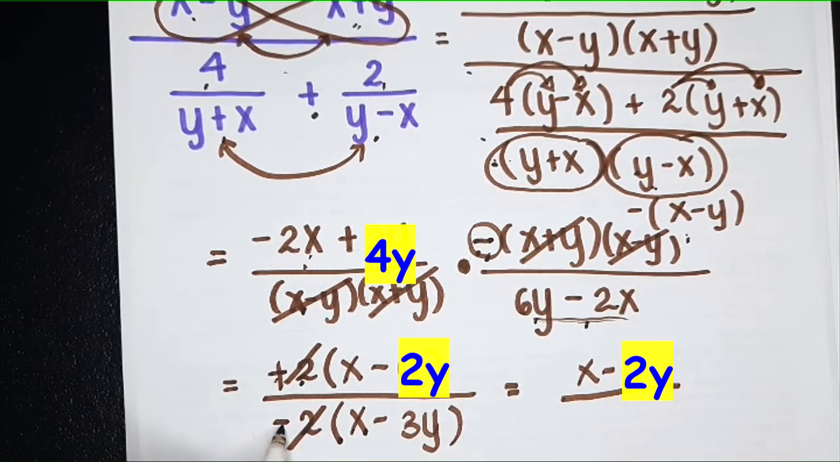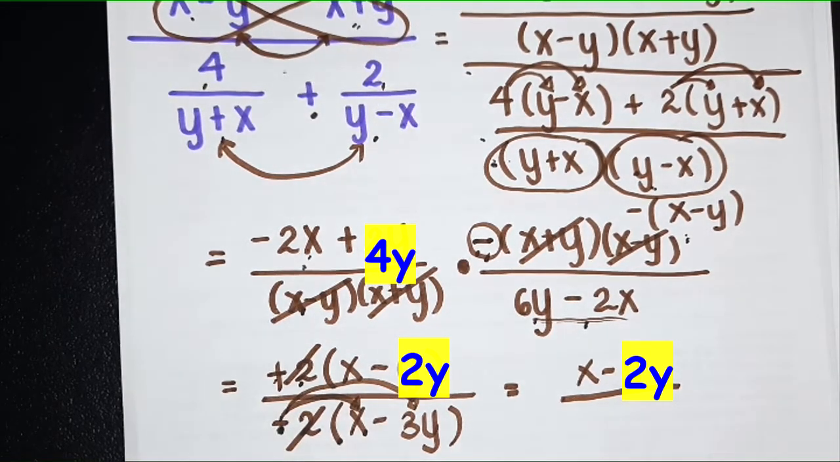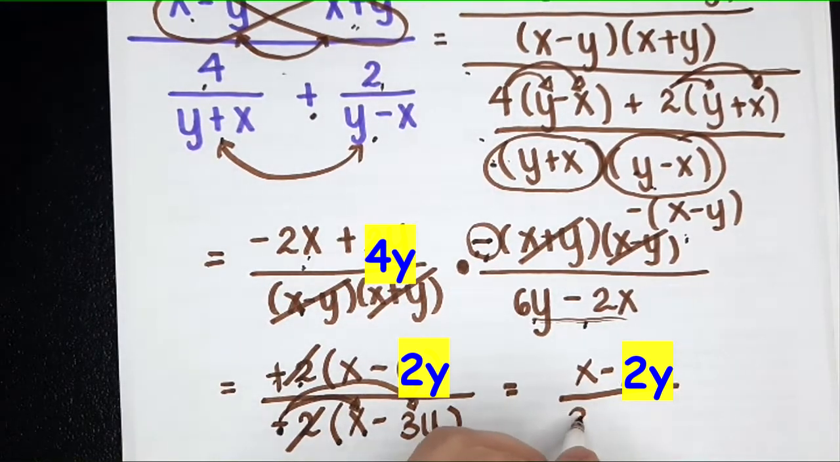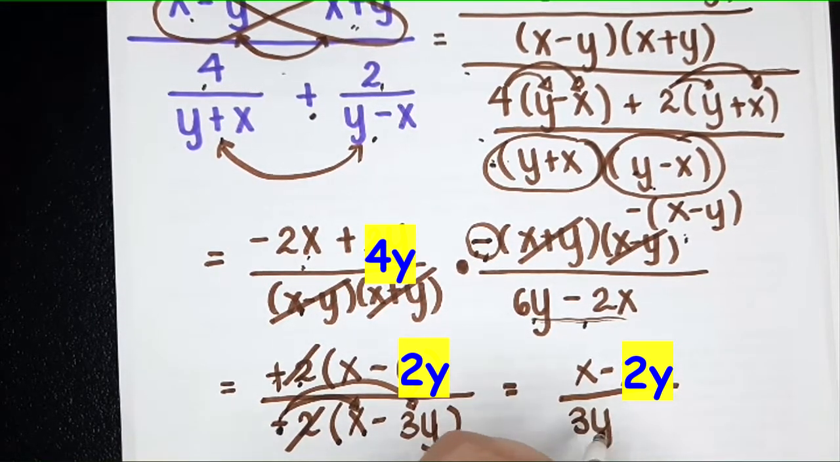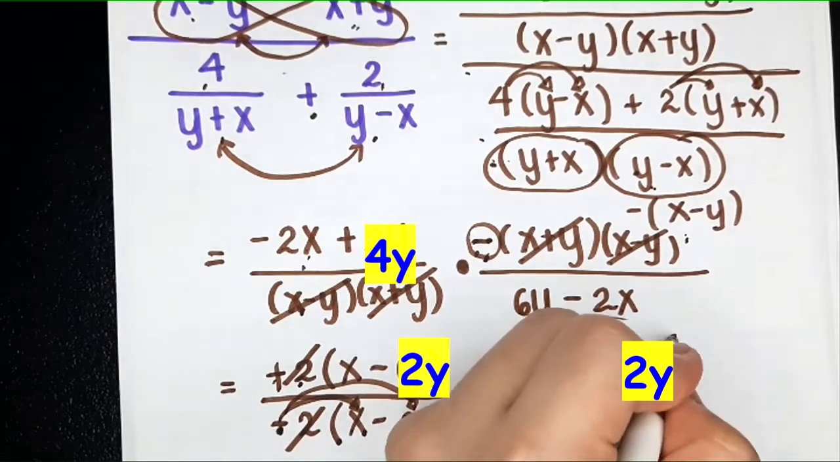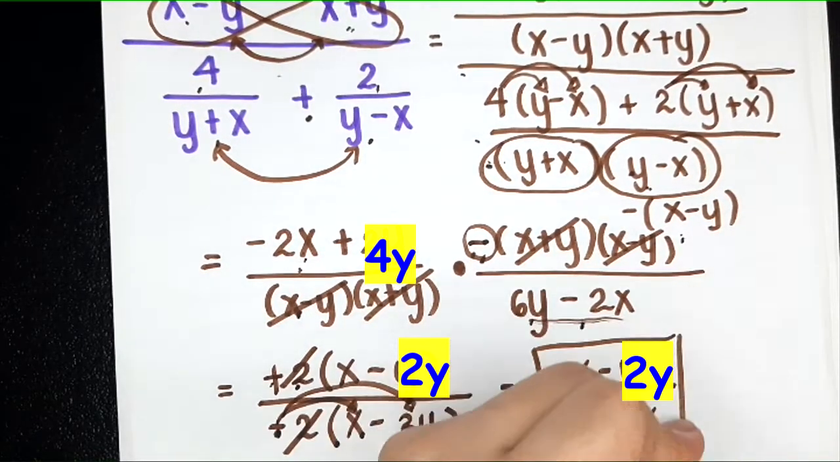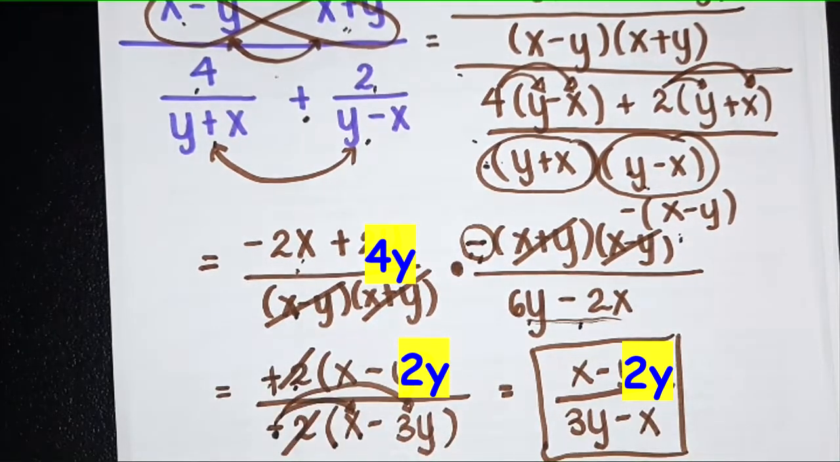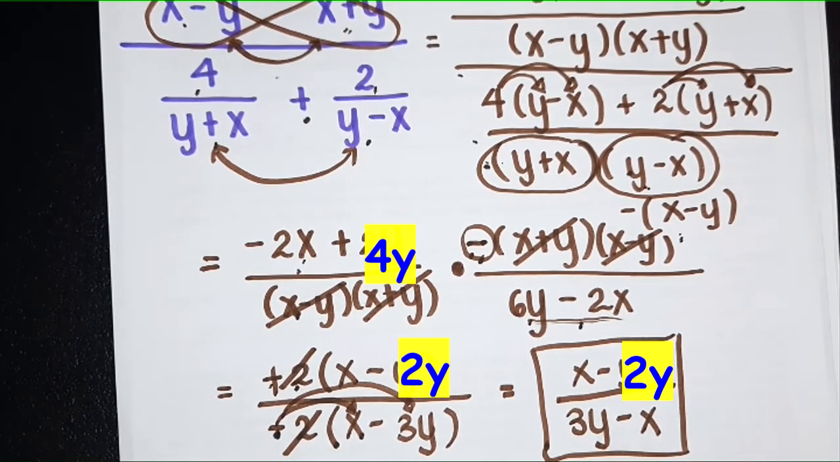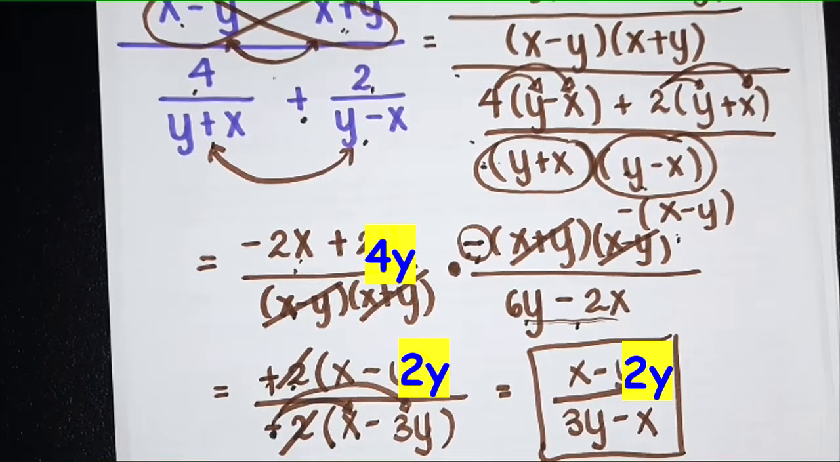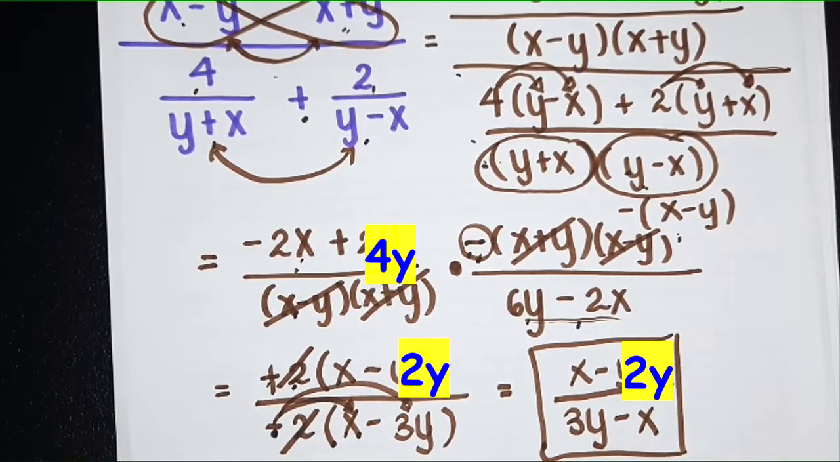You may want to distribute this negative sign here. So, you're going to have negative times x. You will get negative x. Ito, negative times negative 3y, you'll get positive 3y. So, that's why you're going to have 3y minus x. This is the final answer. Okay? So, it looks complicated, pero kapag nag-practice kayo ng nag-practice, magiging madali na siya sa inyo.